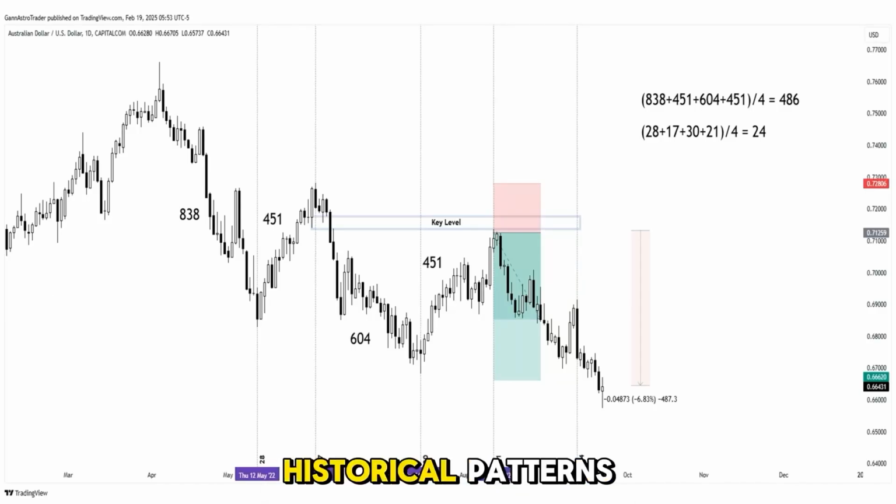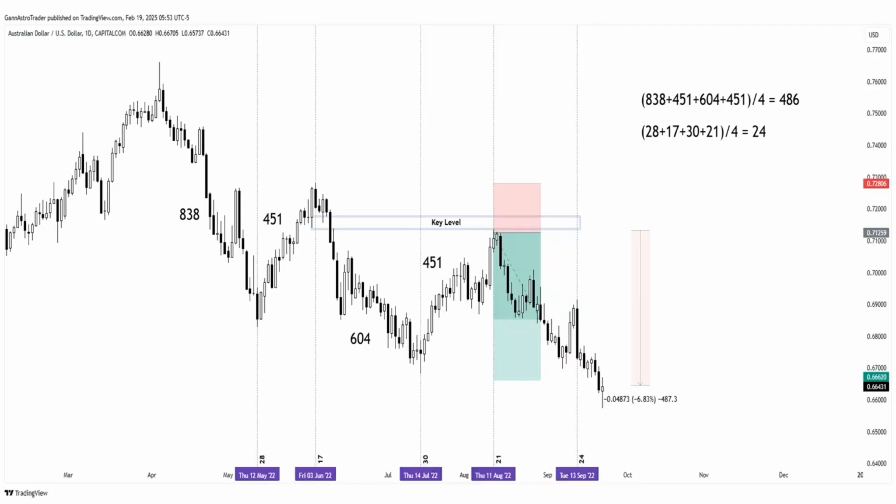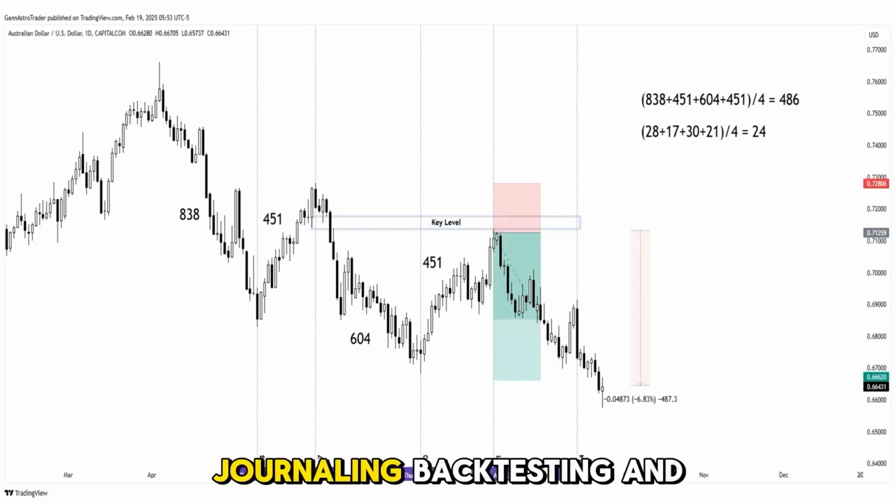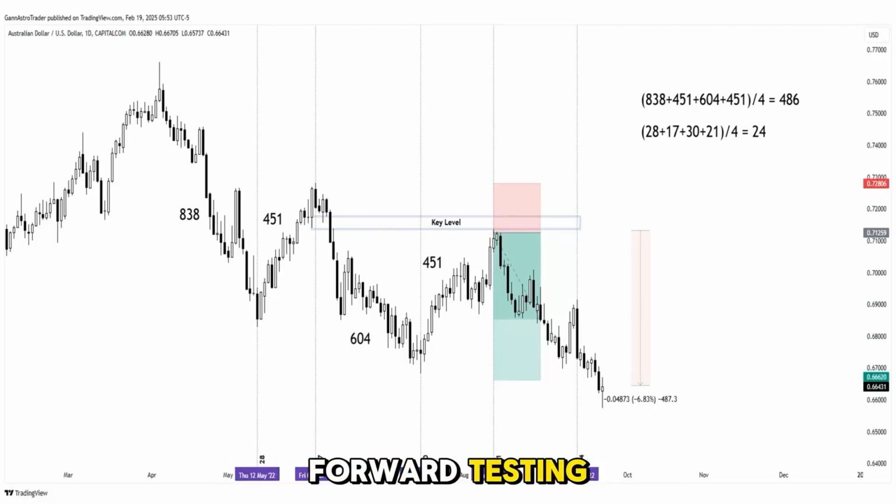The market respected historical patterns, reinforcing that time and price relationships are essential for trade forecasting. The best way to master this method is through consistent practice, journaling, backtesting, and forward testing. Journaling your trades helps track progress and refine decision-making.